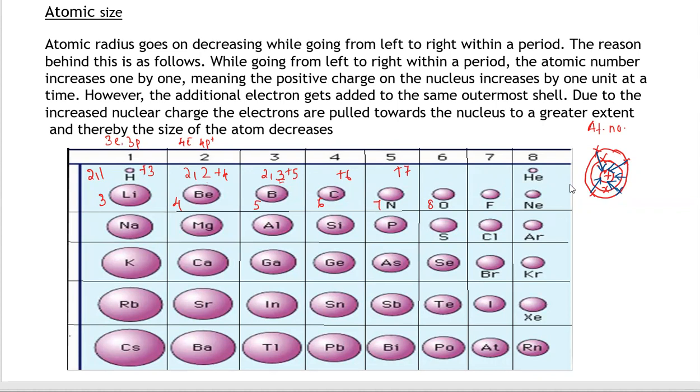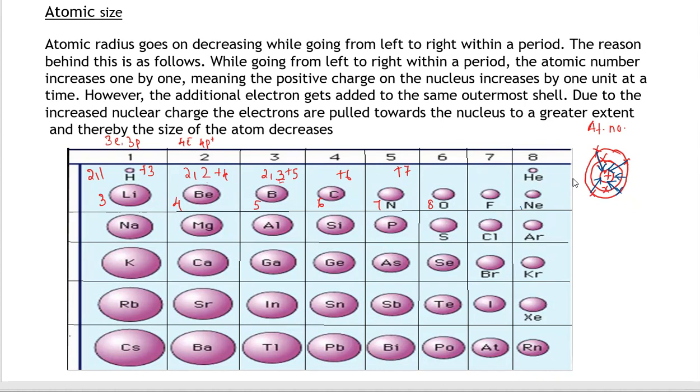Is that clear? So first you have to define what is atomic size. Atomic size is related to radius. It is the distance between the nucleus and the outermost shell. Now, in a period, how does it vary? In a period, as we move from left to right, atomic number increases by 1. That means the positive charge on the nucleus increases by 1. But the additional electron is adding to the same shell. Due to the increased nuclear pull, the atomic size will decrease. Is that clear? Same in all the periods. You can see as we move from left to right, atomic size decreases.